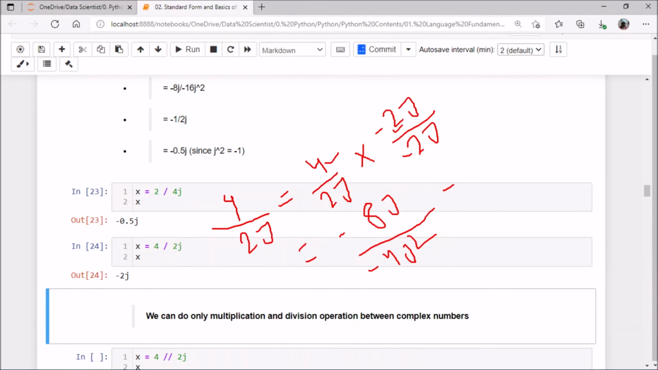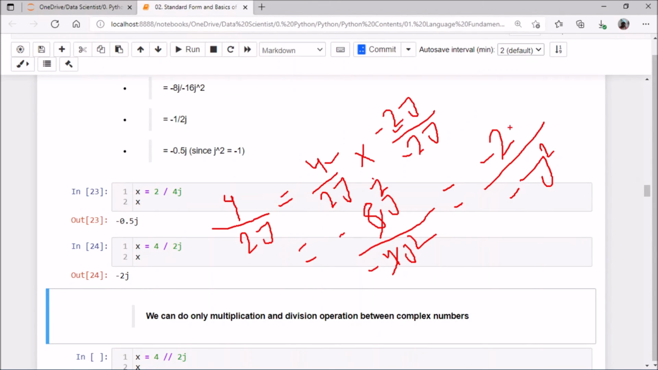Minus 4j square is equal to what? And here we can also cancel the 4, two times. So it becomes minus 2 upon minus j square.